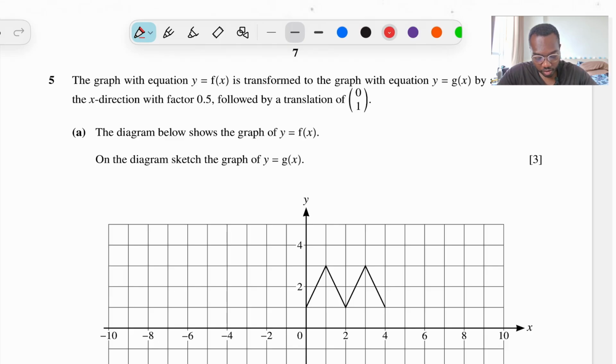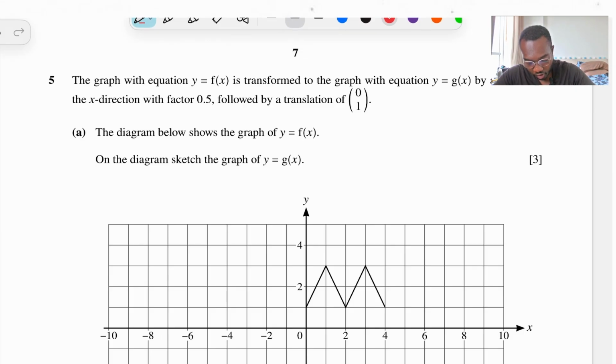So for this one, fairly nice. We've got two transformations happening. We've got the scale factor in the x direction and the translation of (0, 1). So first things first, let's think about the stretch in the x direction with factor 0.5. So what does that mean? That means that for our graph here, everything is going to be squished in half. So we're still going to have the same properties, but it's just going to be half the size, okay? In that case, as you can see, we're going from 0 to 4. Now this whole graph will be just going from 0 to 2, okay?